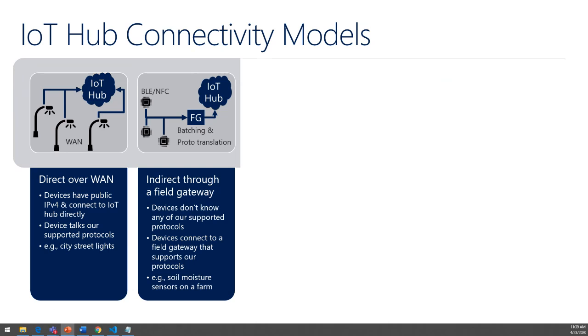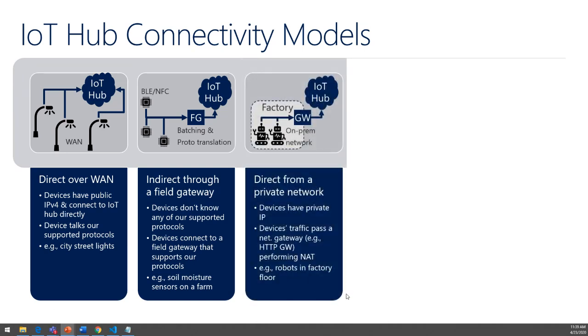So an example would be a soil moisture sensor on a farm. If you have a bunch of these sensors all over the place, you can connect those, let's say, to a gateway device, and the gateway device then can talk to IoT Hub and do that translation.